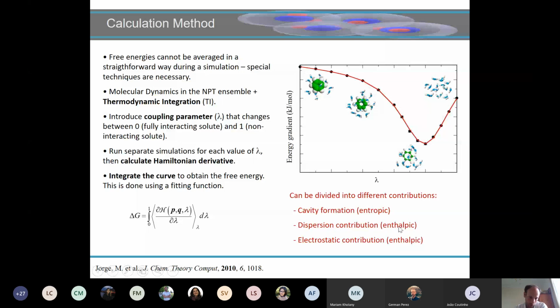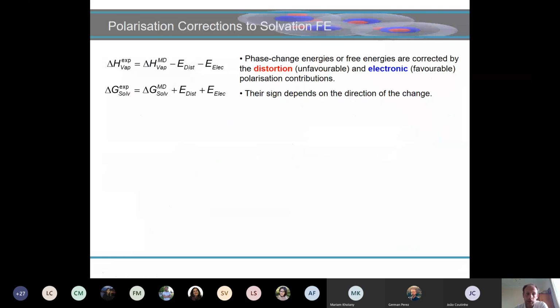We can decompose this into several contributions, but that's not important for this purpose. This is a well-established method that we can use to calculate solvation-free energy. While calculating these solvation-free energies, we also need to apply those polarization corrections. So we have an energy for distortion and an energy for the electronic contribution. The sign of these changes depending on the direction in which we're moving our molecule. For vaporization, we're moving it from the liquid to the gas, so for example the distortion term turns out to be favorable. But for solvation, which is what we're mostly interested in, it's unfavorable because we're moving the molecule from the gas to the liquid.